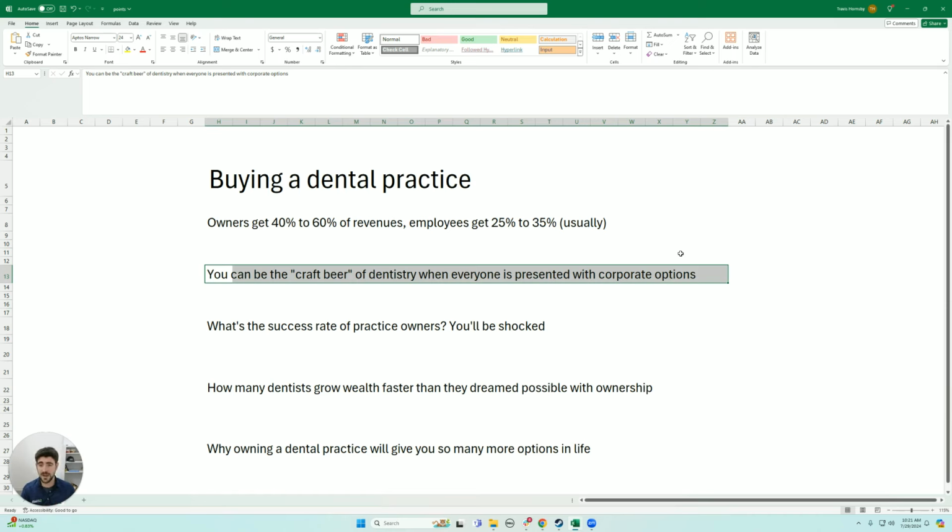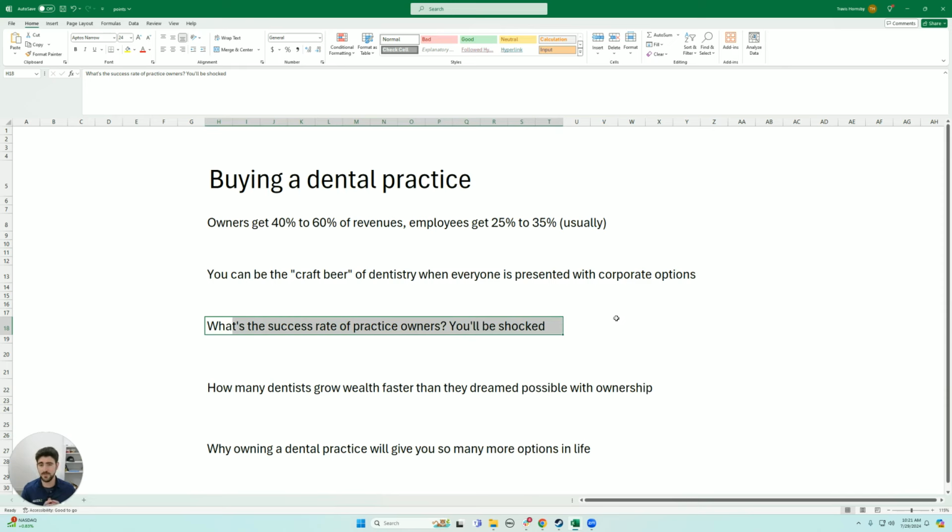So the idea here is if you're going to own your own practice, you should be confident that there are a lot of people out there that want what you'd be able to provide and would not necessarily want to go to corporate, even if it's cheaper. Now, the success rate of practice owners in dentistry, you will be shocked.